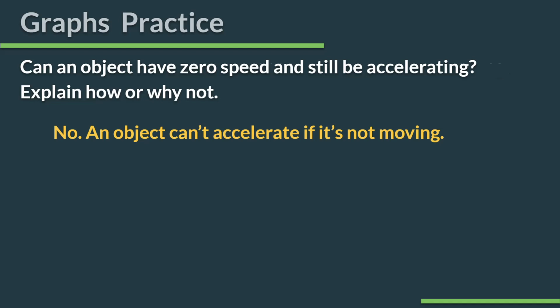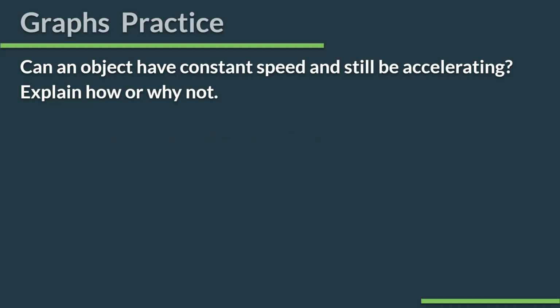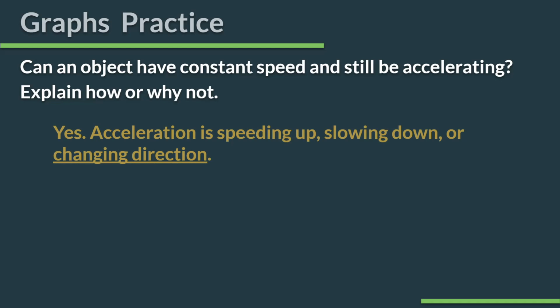What about this one, though? Can an object have a constant speed and still be accelerating? Yes. Okay, because acceleration is a vector. It is a change in velocity. Velocity is a vector. That means that we have to change our vector quantity, which we can do by either changing the numeric value or the direction. You can change the magnitude or the direction.